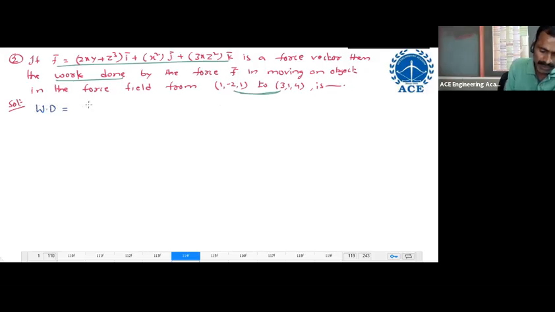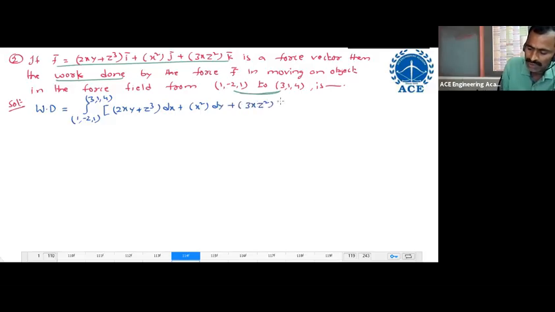Work done is equal to the integral from (1, -2, 1) to (2, 3, 1, 4)... of F · dr, that is, integral of (2xy plus z cube) dx plus x square dy plus 3xz square dz. So work done is given by line integral.